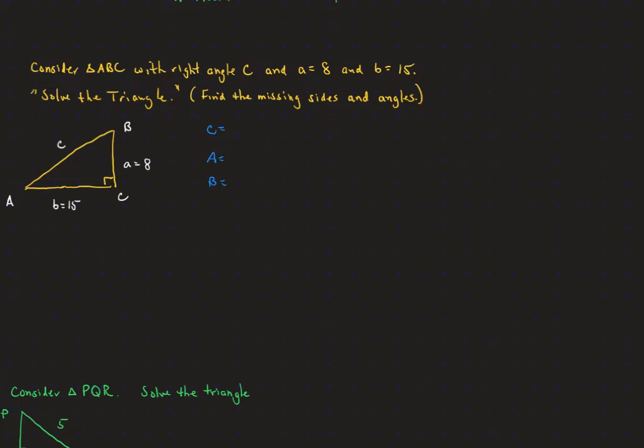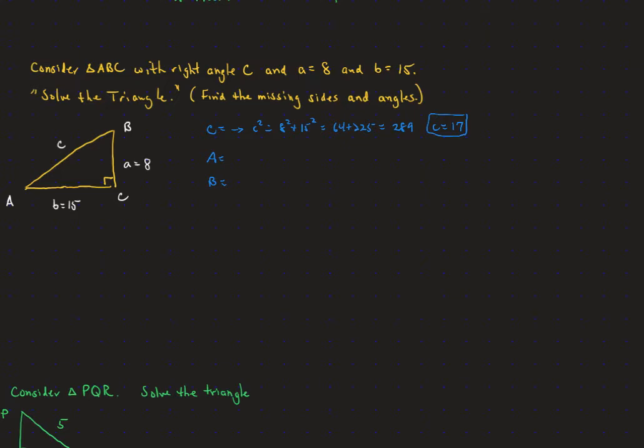So we can say that C squared is going to be 8 squared plus 15 squared. That's 64 plus 225, and that's 289. You can use your calculator, or if you're good at these, you might know that C is 17. So there's one of the 3 things we have to find.